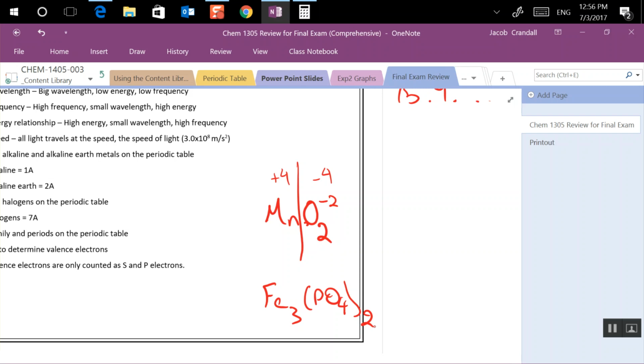Can I just calculate? You can calculate it. Okay? Phosphate has -3. -3 times 2 is -6. So this side is +6, but there's 3 of them. So 6 divided by 3 is +2. So this is iron 2 phosphate.